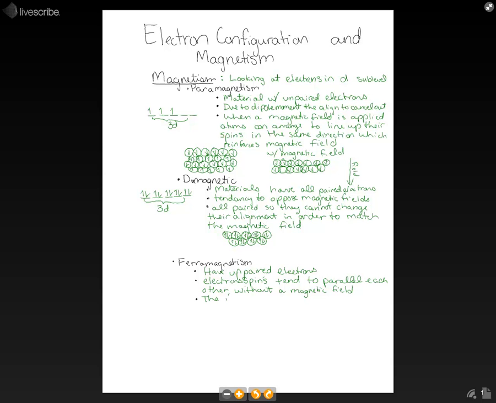And that's because the atom can reside in a lower energy state, which is more stable, when aligned this way. So these are examples of our everyday magnets, like a fridge magnet.